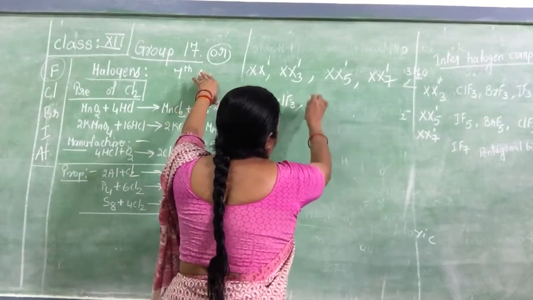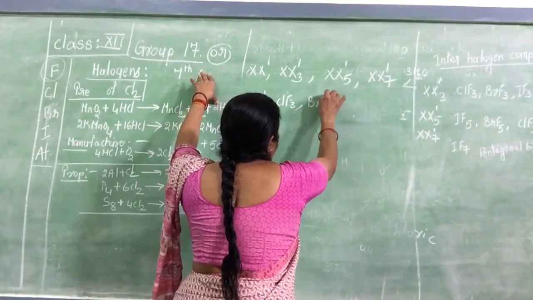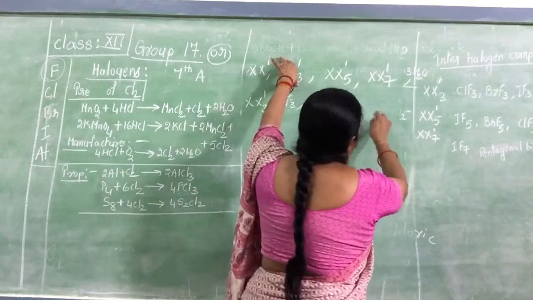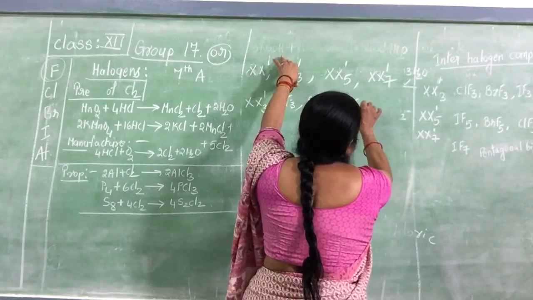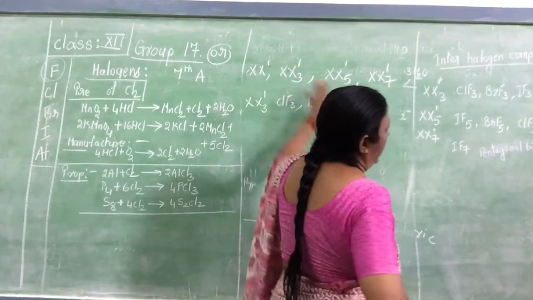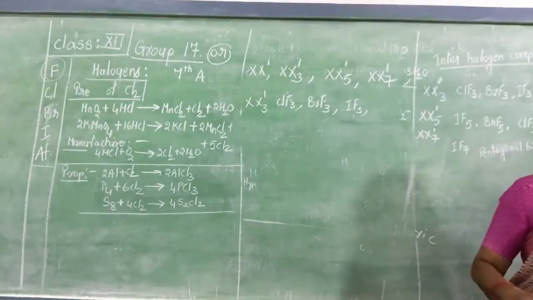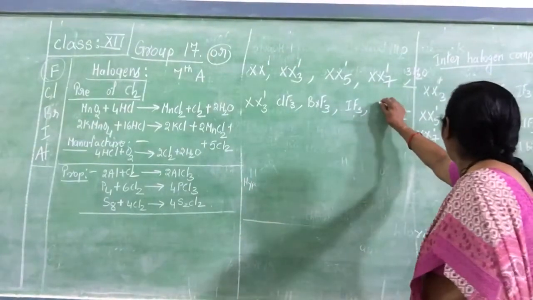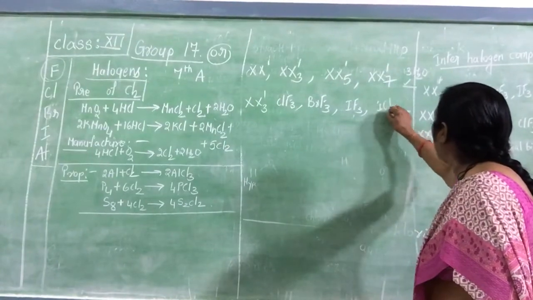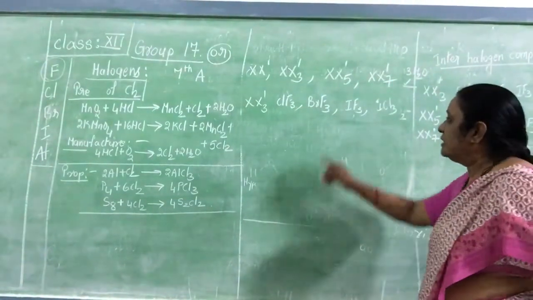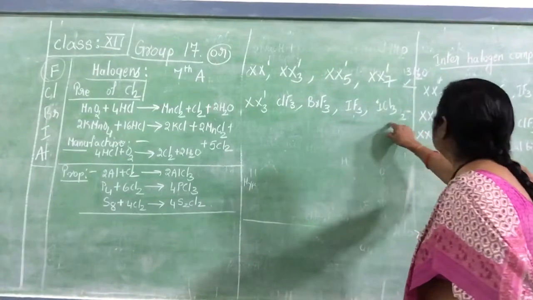ClF3. Now, BrF3. Then followed by IF3, followed by ICl3. Okay, ICl3. Now the structure of this compound, children, is bent shape.